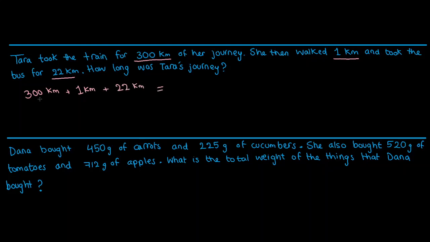So if we add those together, 300 plus 1 is 301. We can write it in a different way. Maybe this is easier. And we can add it. 2 plus 1 plus 0 is 3. 0 plus 2 is 2. And then the 3 goes down because there's nothing under it. So Tara's entire journey was 323 kilometers.